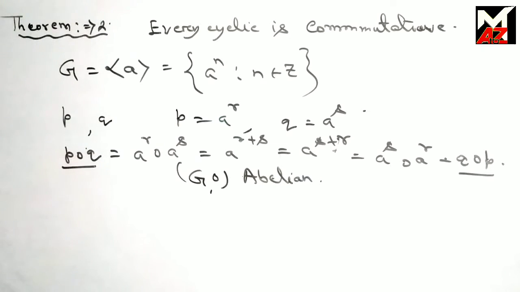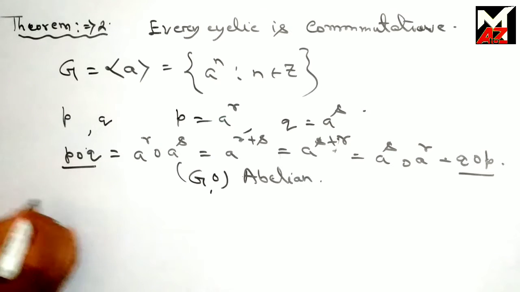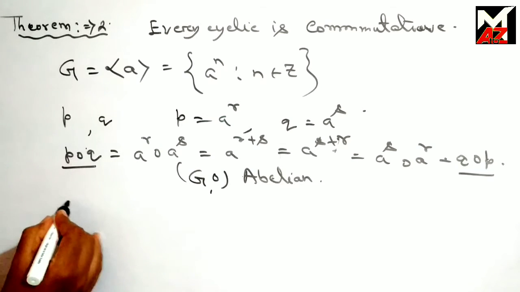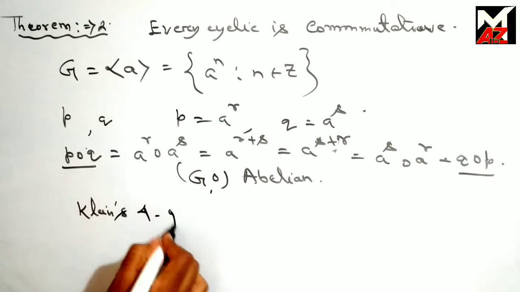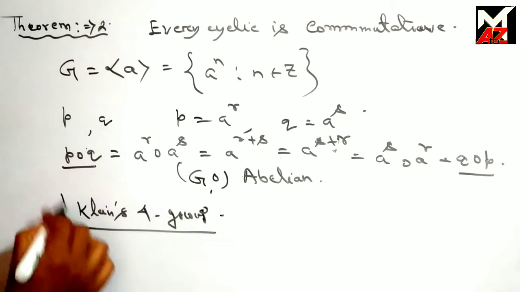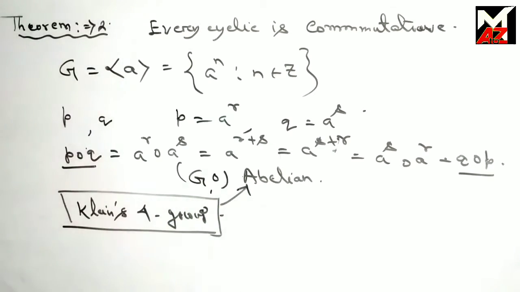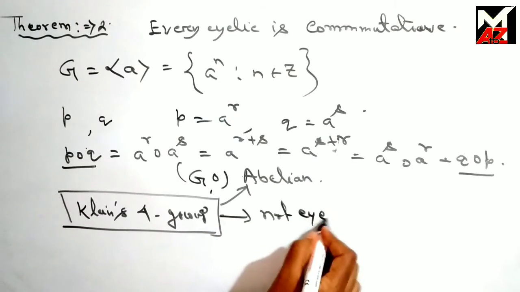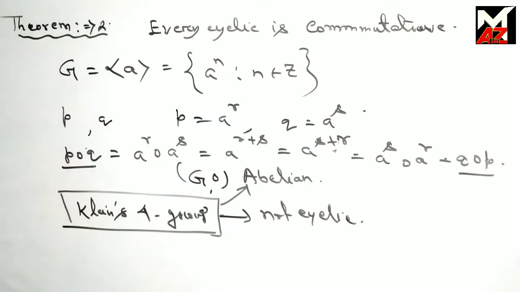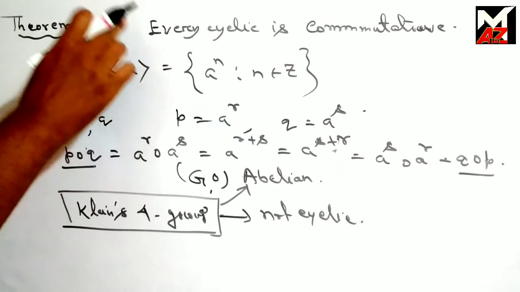or commutative. But the converse of this theorem may not be true, because if we take one important example, again Klein's 4 group, we know that this is abelian, but we already proved in this class that this is not cyclic. Okay, but here are some important examples using this property.